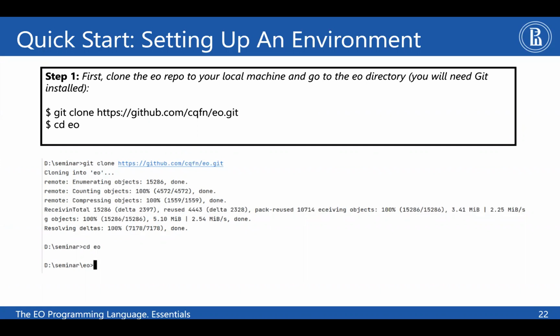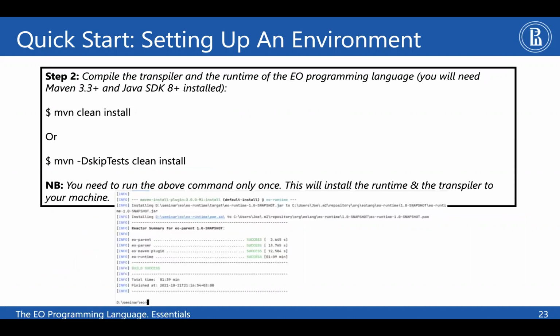Thank you, Vitaly. Okay, so I'm going to walk you through a quick start setting up an environment. To start with setting up an environment, first you need to clone the EO repository to your local machine. With this, you need to have git installed. So use the command as described in the slides here, git clone, you get it onto your desktop, and then you switch directory to the EO directory on the local machine. And this example has been depicted in the picture here. Next slide, please.